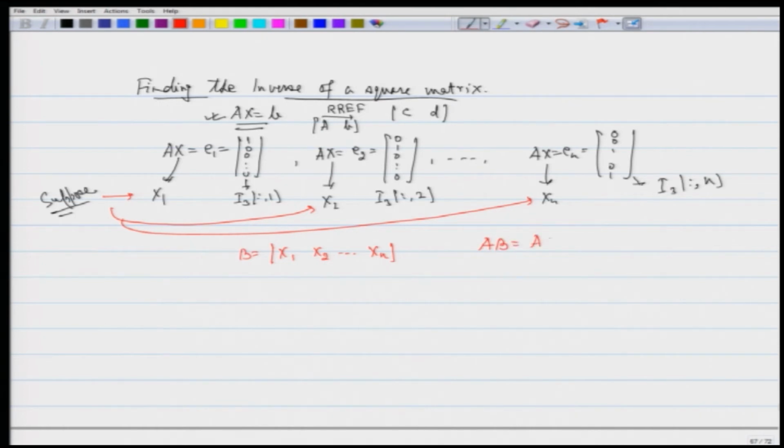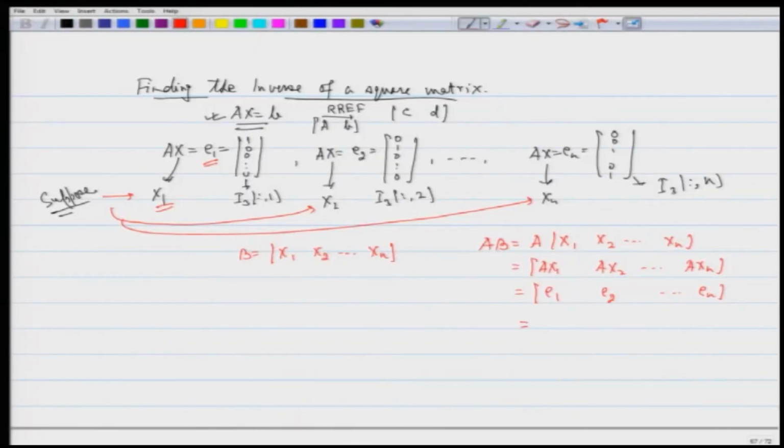So, A times B is nothing but A times x1, x2, xn. Now, by matrix multiplication it is the same as A times x1, A times x2, A times xn. Since x1 was a solution of E1, Ax1 is E1, Ax2 is E2 and Axn is En, and what were E1, E2, En? They were nothing but the columns. E1 was the first column of identity, E2 was the second column, En was the last column. So, I do get back identity here, fine. So, what we see here is that A times B is indeed identity, fine.